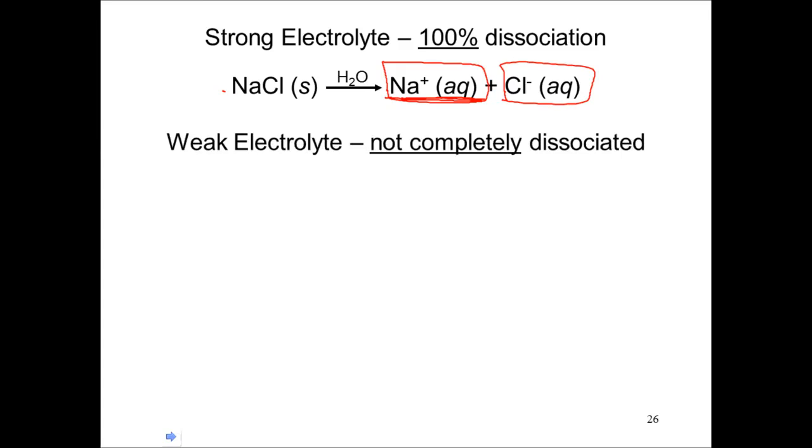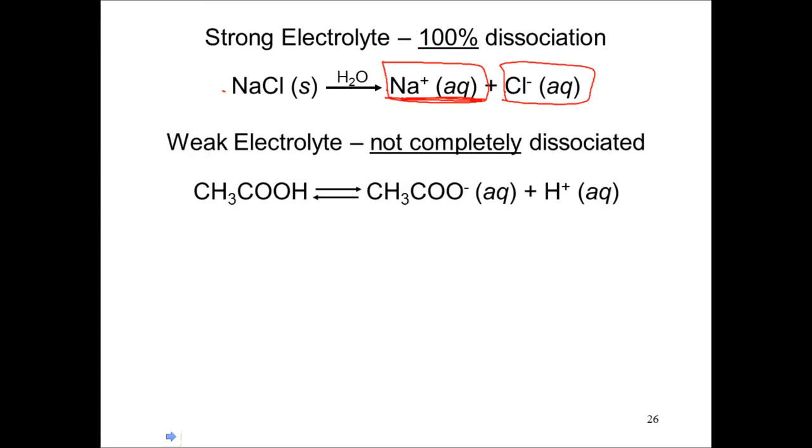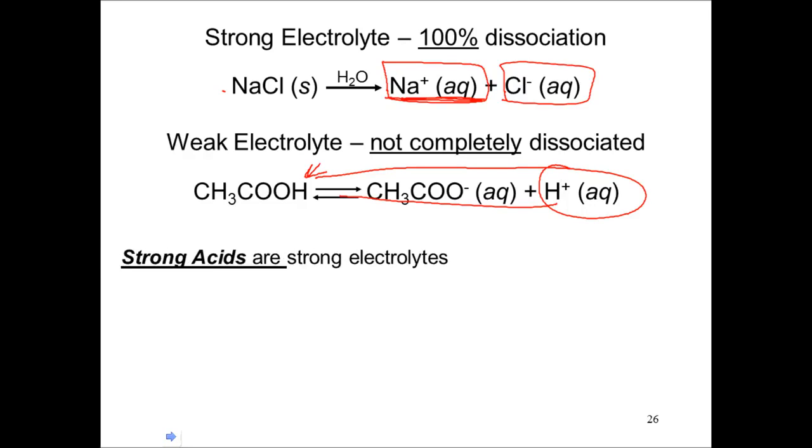A weak electrolyte, though, will not completely dissociate. This is acetic acid. It really does not want to get rid of that hydrogen. So it will dissociate that hydrogen off, but as quickly as it does, it will reform back to the acetic acid.